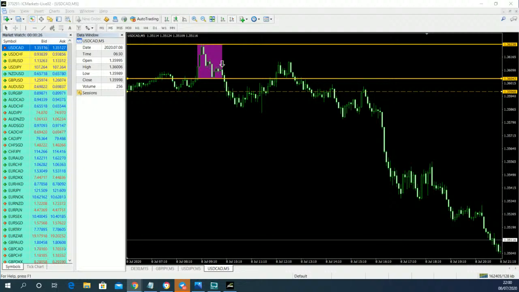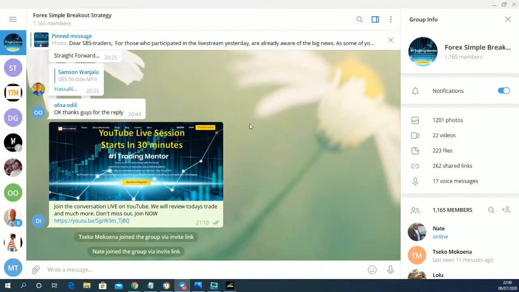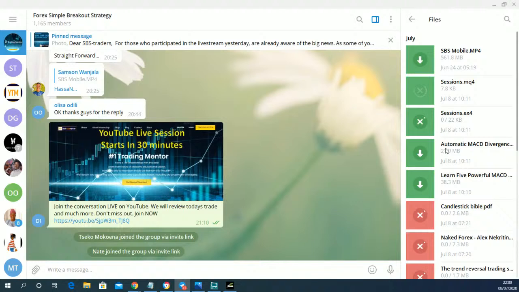So when you join the group, let me show you quickly because you might not have used Telegram before, and I don't want you to struggle when you get there. Okay, let's quickly check it out. All right, so this is the group. When you get to the group, you go into the file sessions. There are a lot of files here. You click files, and then, okay, this is what you are looking for. This is sessions MQ4. It's right there, sessions MQ4. So you take that and put it on your platform.